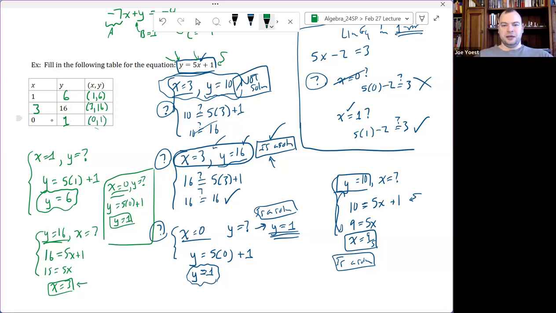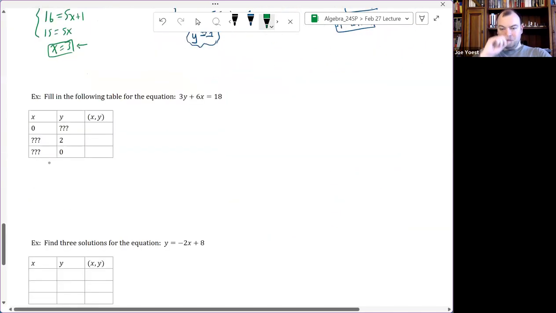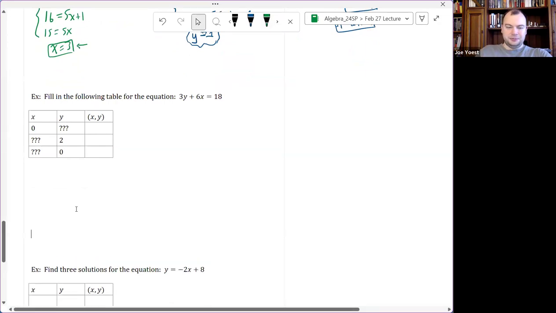We see that there are lots of ordered pairs, and of course, even more. I could have picked more different choices for x and more different choices for y, and gotten more different ordered pairs that represent solutions. Let's do one more of these, and then we'll work on a couple of them for practice.